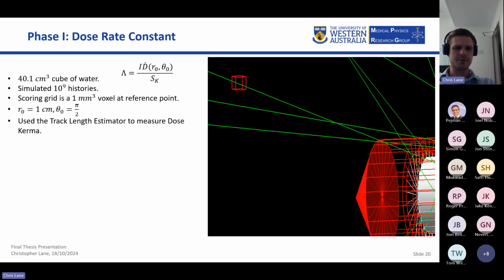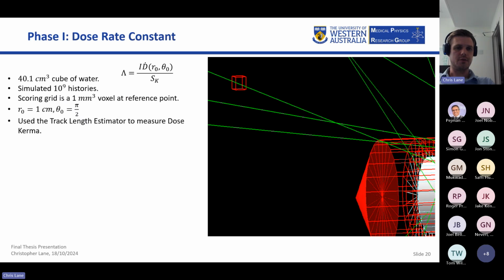Then to calculate the dose rate constant, I simulated a 40.1 centimeter cube of water, again simulating 10 to the 9 histories. In this case, there was just a single millimeter voxel at the reference point, which for a high dose rate source is 1 centimeter perpendicular from the center of the source axis.